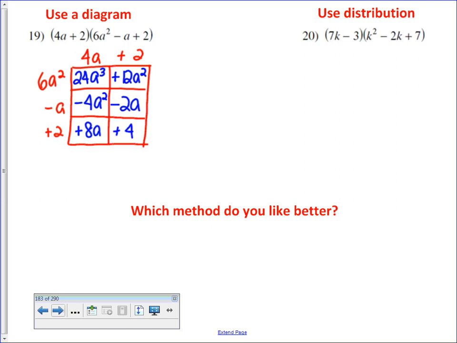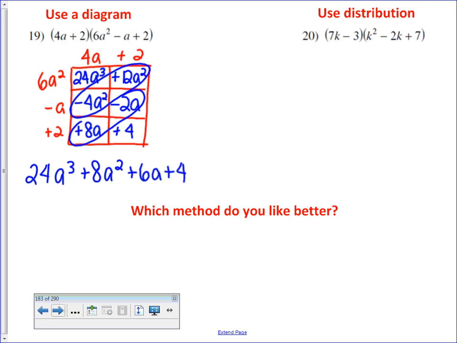So let us now eyeball and see what terms can I combine. I have 2a squareds, and I have 2a's that can be combined. So my final answer when I write it in standard form is 24a cubed. Positive 12 combined with a negative 4 is plus 8a squared. 8a combined with a negative 2 is plus 6a plus 4. And that is using the box method or the diagram.